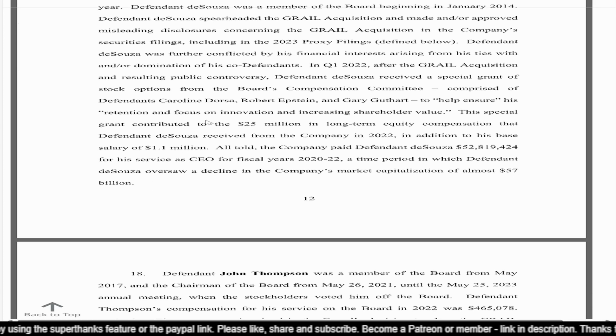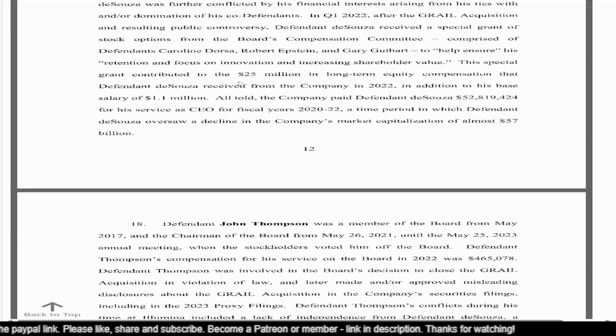In Q1 2022, after the Grail acquisition and resulting public controversy, Defendant D'Souza received a special grant of stock options from the board's compensation committee, comprised of defendants Caroline Dorsa, Robert Epstein, and Gary Guthart, to help ensure his retention and focus on innovation and increasing shareholder value. This special grant contributed to $25 million in long-term equity compensation that Defendant D'Souza received from the company in 2022, in addition to his base salary of $1.1 million.